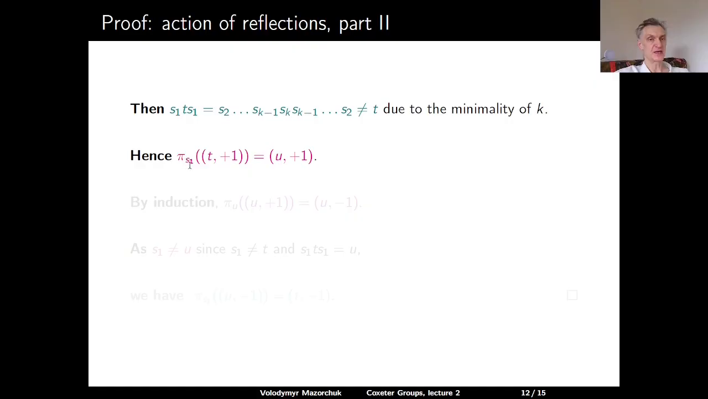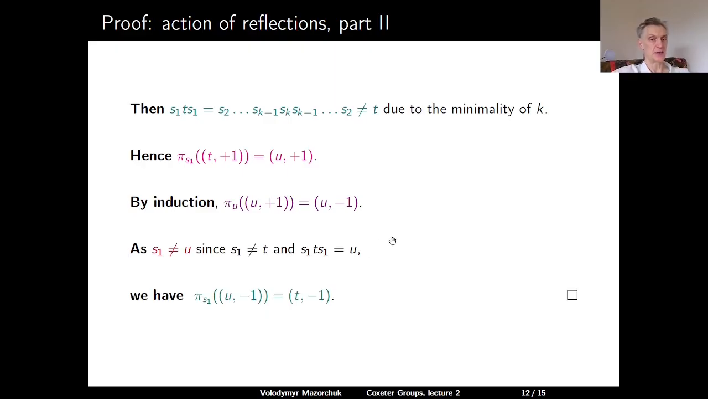Therefore, at the first step, pi s1 applied to (t, +1) gives us (u, +1). Then we do pi u, and we apply it to (u, +1). By induction, this gives us (u, -1). And at the last step, s1 is different from u, because s1 is different from t, and s1 t s1 is equal to u. Applying pi s1 to (u, -1) gives us (t, -1). And this completes the proof.